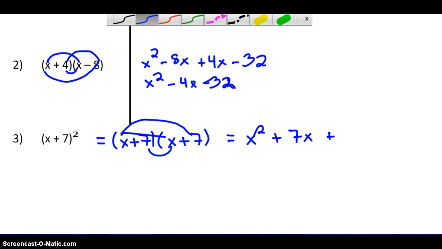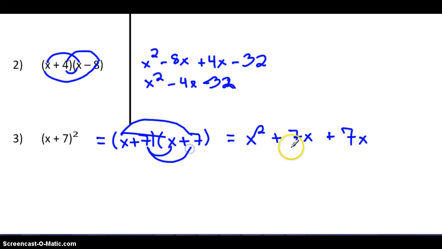Okay, let's try that one more time. 7x, and then we have 7 times 7, so 49. Again, your common terms we can combine, so we wind up with x squared plus 14x. We are going to do the exact same thing with radicals. So think about this while we are doing our next example.